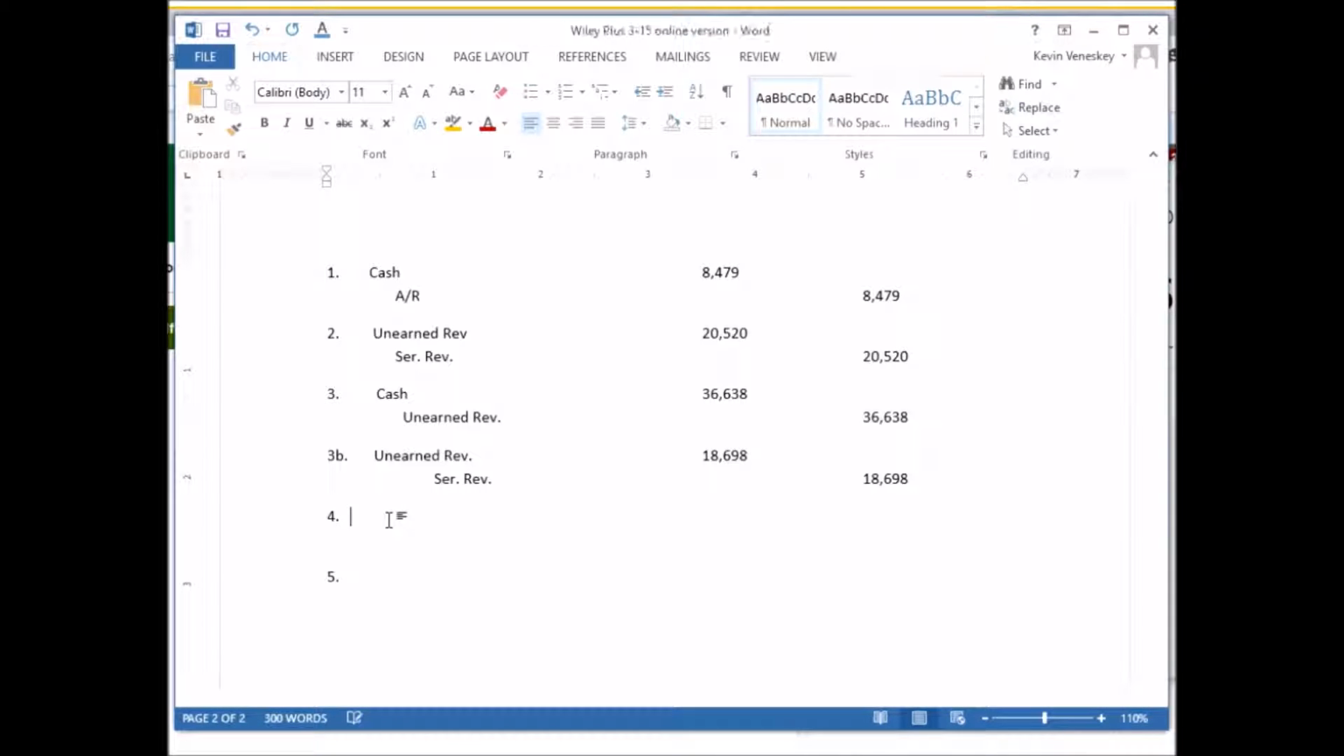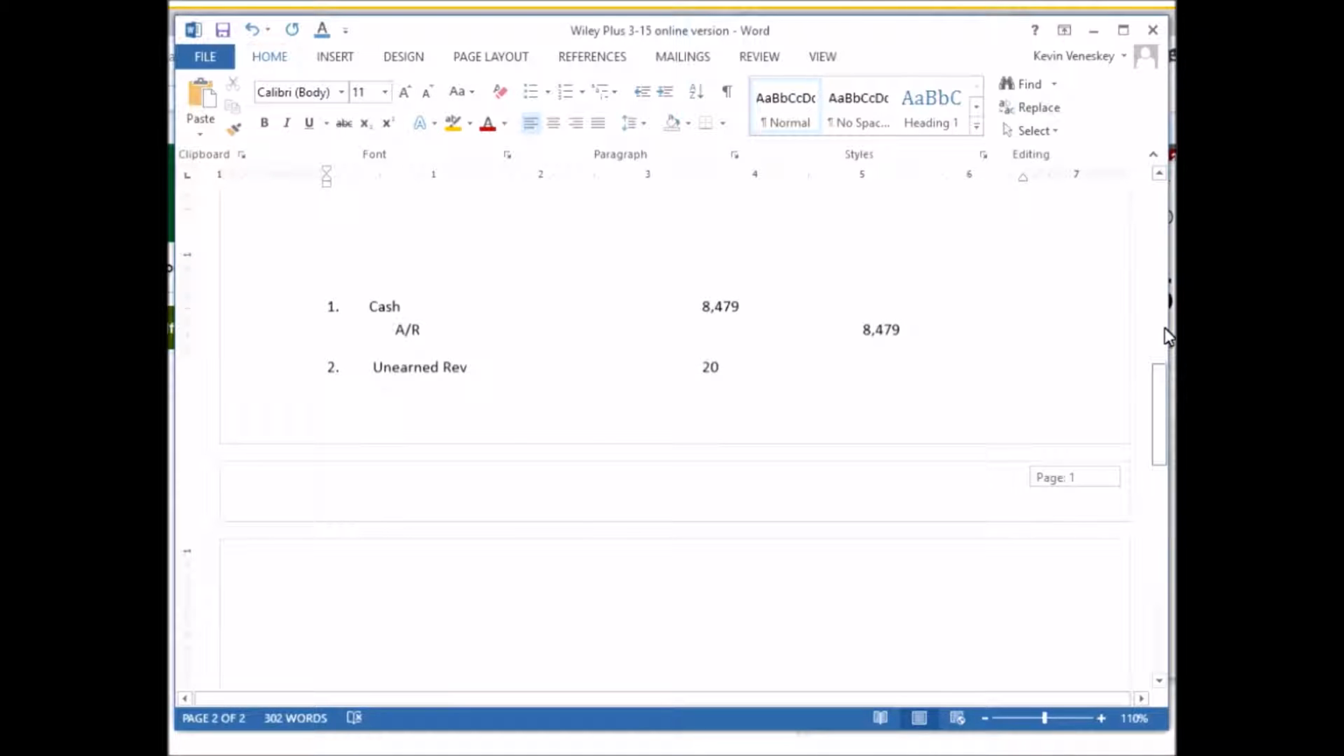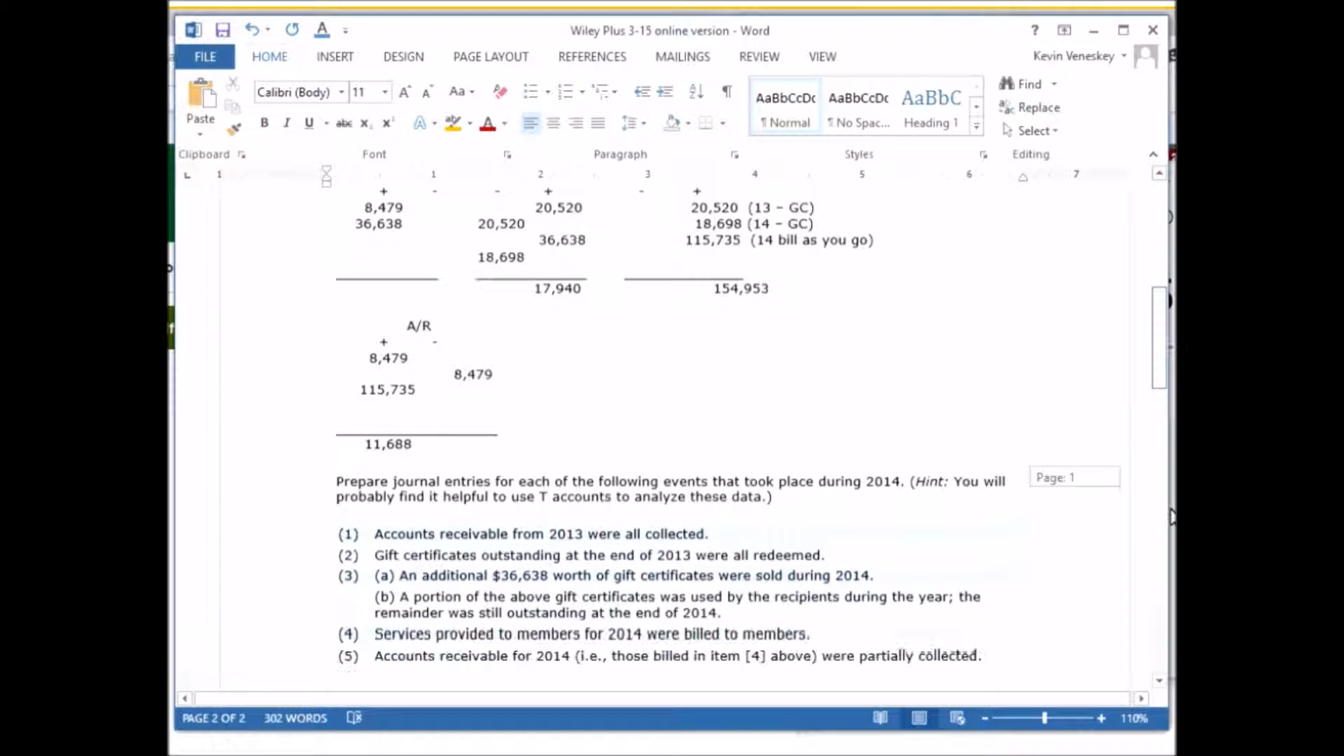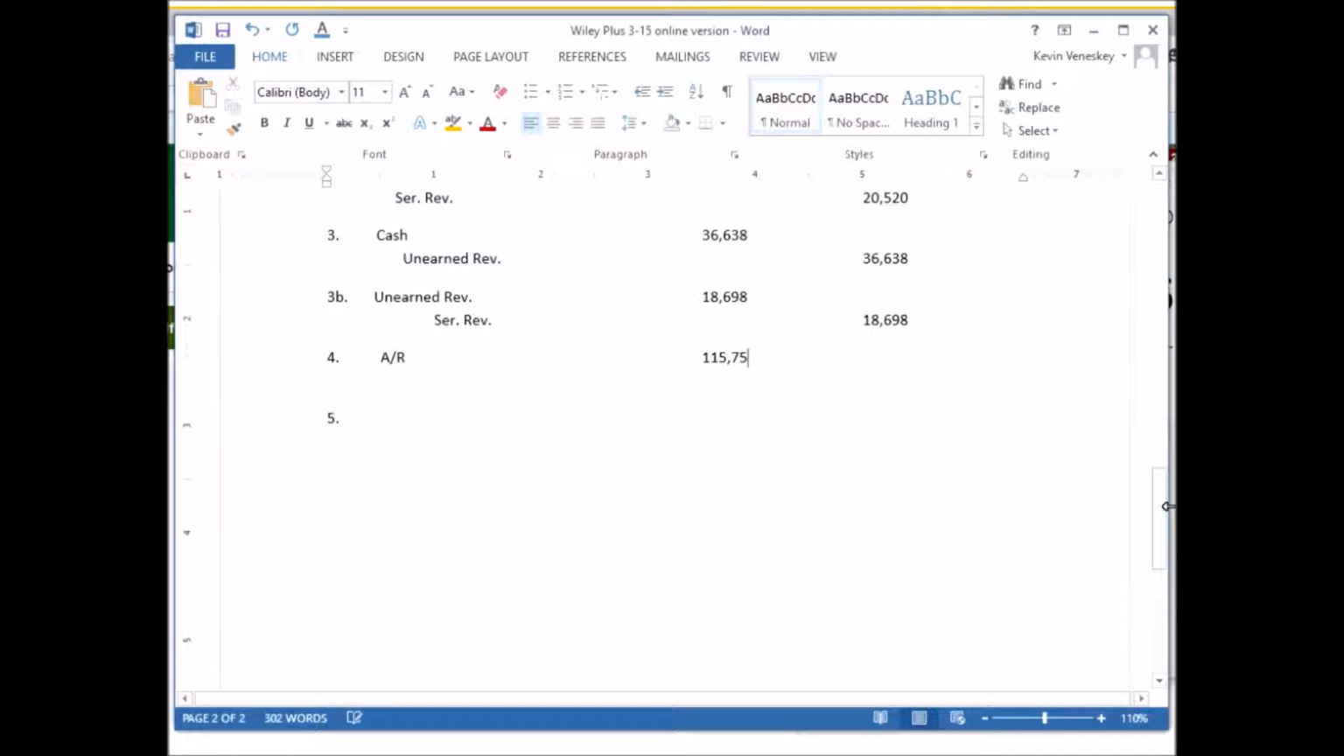So I can go down here and do my debit and credits. I got the AR for the 115,735, and then the service revenue of 115,735.